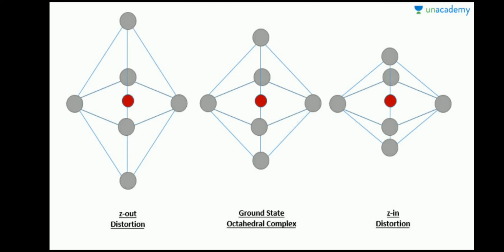So in that case, your x and y electrons, or the orbitals along the xy axis, will be a little elongated, and it will seem like your z axis has been shrunk. Okay, it seems like the z axis has become small. So that is called compression or z-in distortion. Okay, so this is the basic phenomenon which is happening over here.